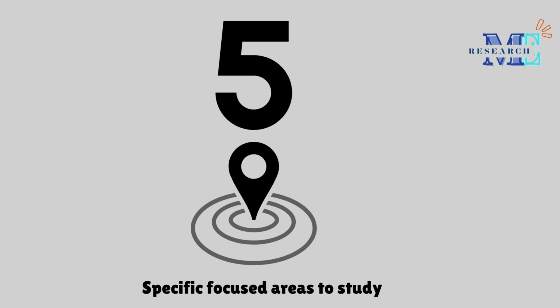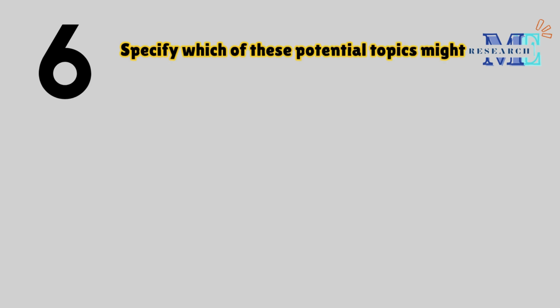Taking this specific focus area into step number 6. Now, based on this specific focus area, they will choose potential topics. And for those potential topics, it's advised to choose around 2, 3, or even 5 potential topics that might be studied.